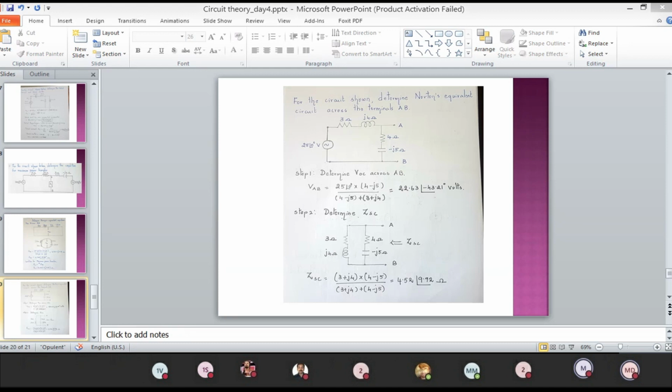Now, the short circuit impedance or Thevenin's impedance. I have to deactivate the voltage source, so I have to short circuit the voltage source. I have to draw a straight line. Now 3 plus J4 is connected in parallel with 4 minus J5. I want to find the equivalent impedance, which is 4.52 angle 9.92.